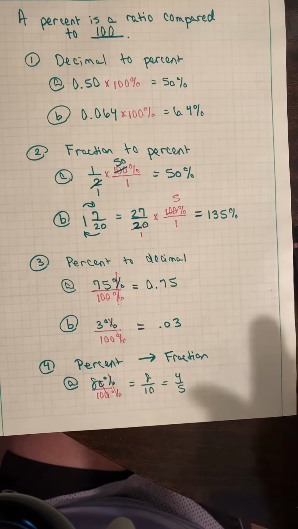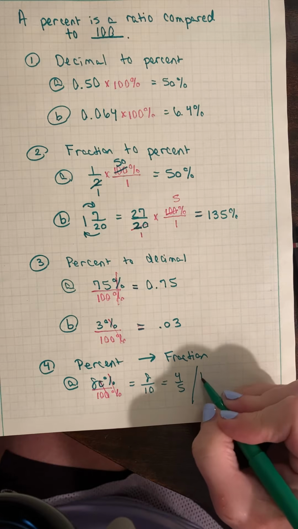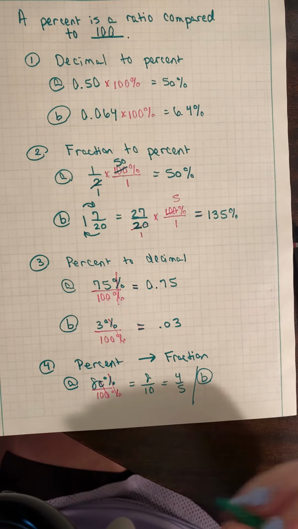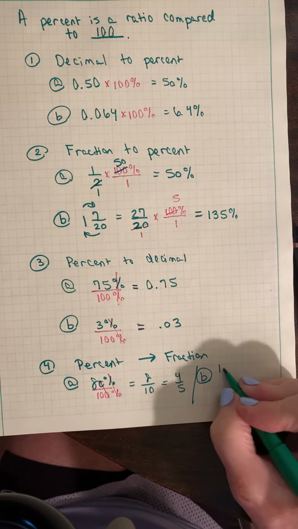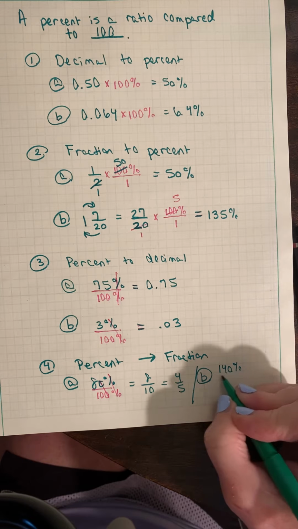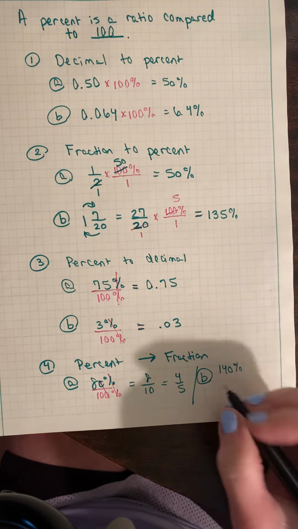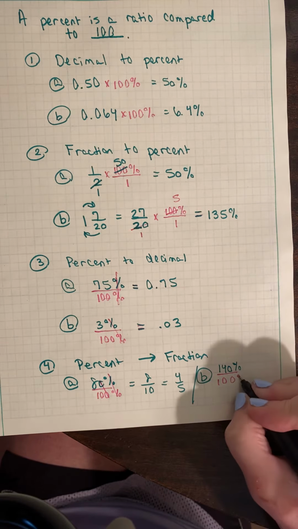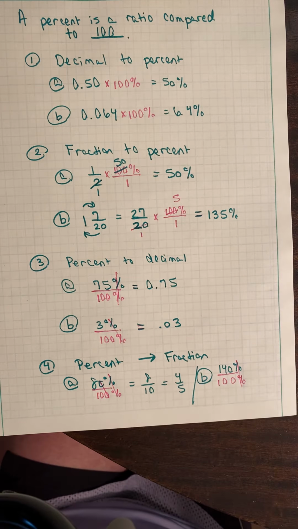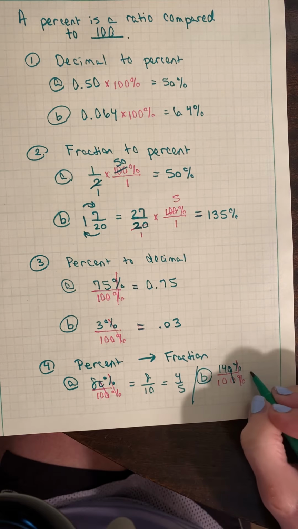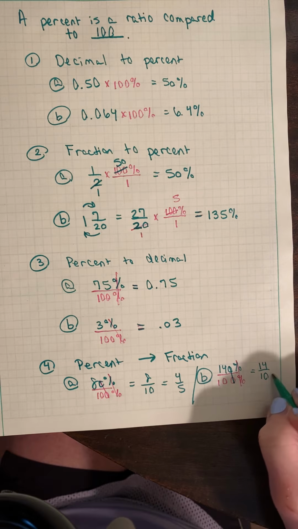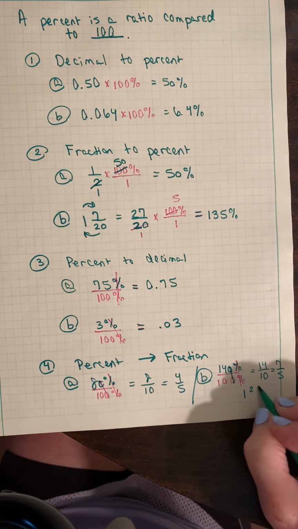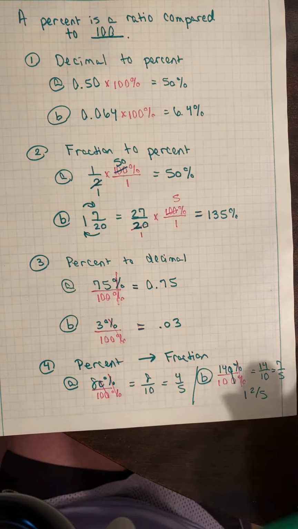Okay, let's do one more of those, off here to the side. Let's say we want to change 140%. Again, we would divide by 100, knocking that percent off. You can cancel zeros. You get 14 tenths, or 7/5, or that would be 1 2/5 if we're asked for a mixed number.